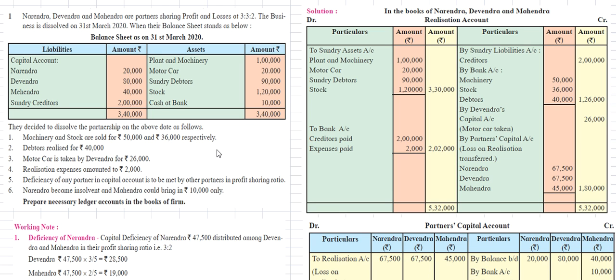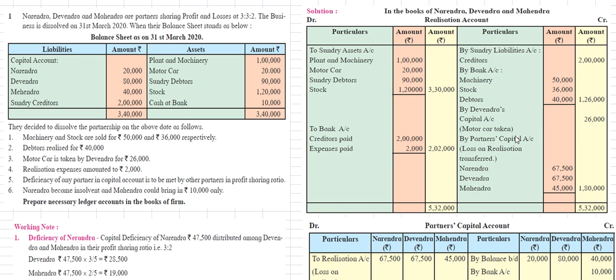And debtors realized 40,000 rupees. So the total is 1,26,000 rupees. And by Devendra's capital account, the amount is 26,000 rupees. Here the motor car is taken by Devendra for 26,000 rupees, so that will come on the credit side only: by Devendra's capital account, motor car taken, 26,000 rupees.